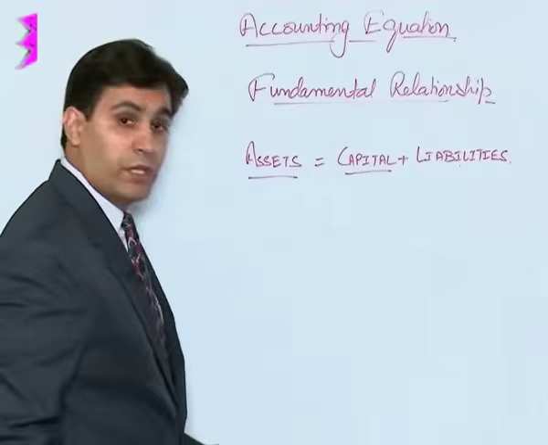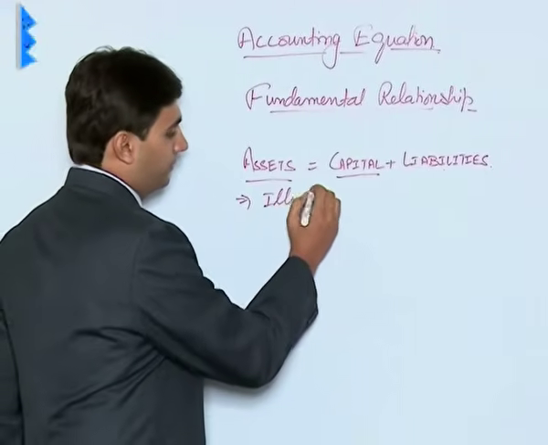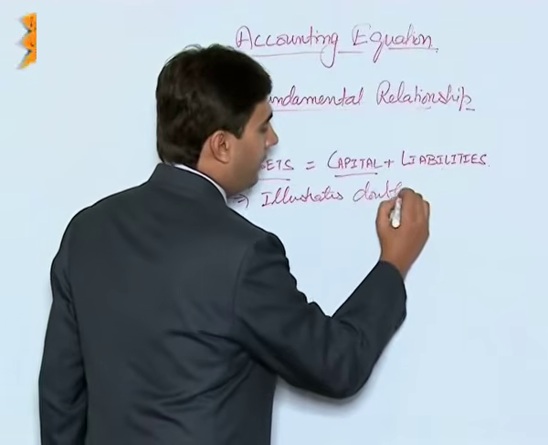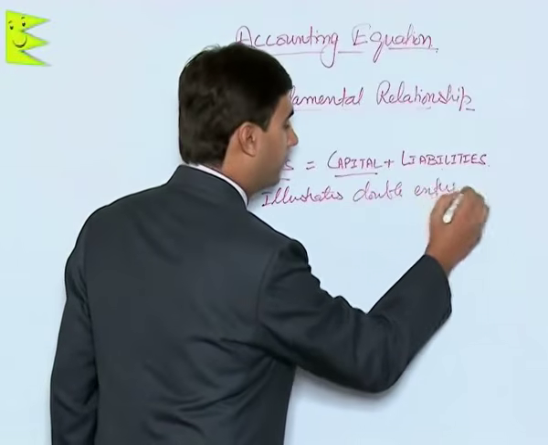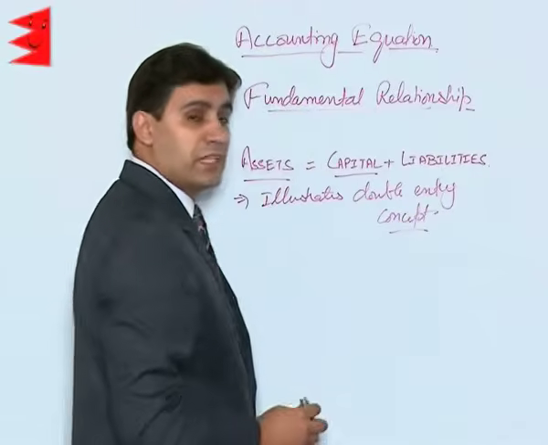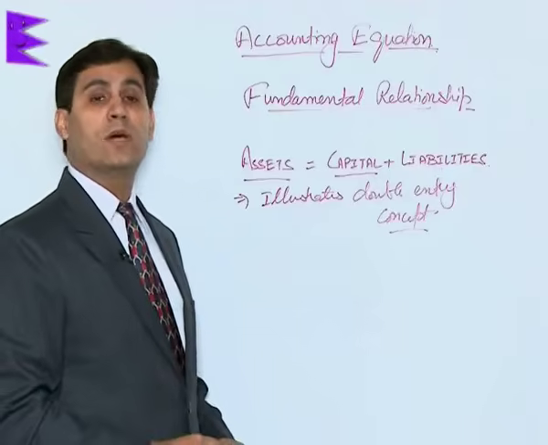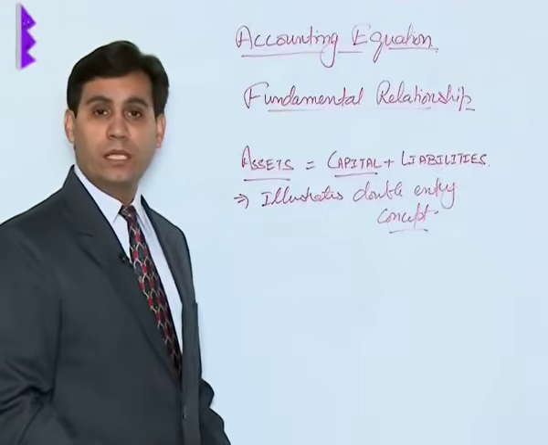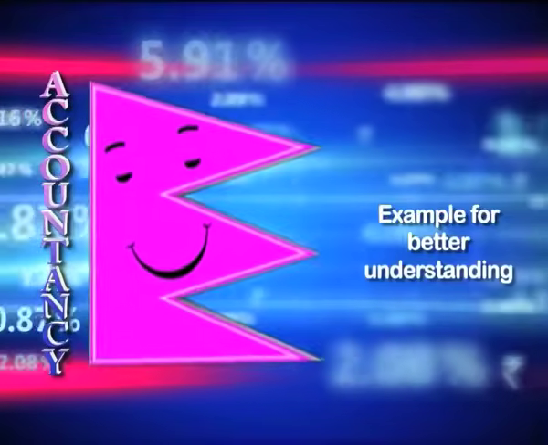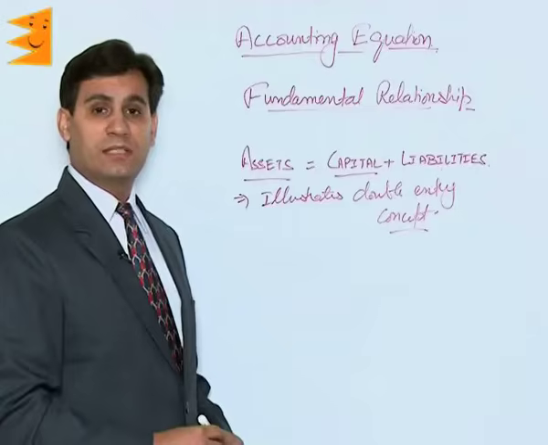Now students, it illustrates the double entry concept. Let us recall this concept as well. As per this concept, every transaction has two aspects and both of them should be recorded. Let us take an example to understand this concept.